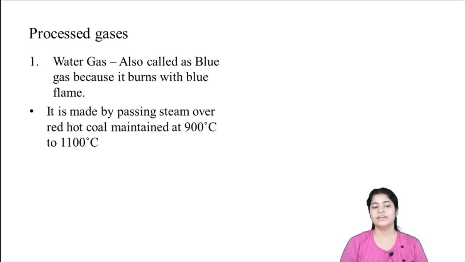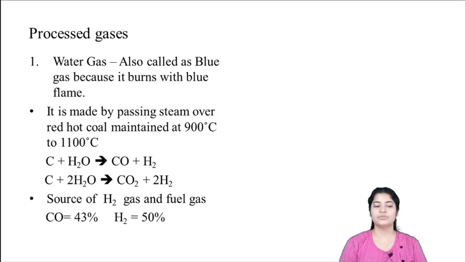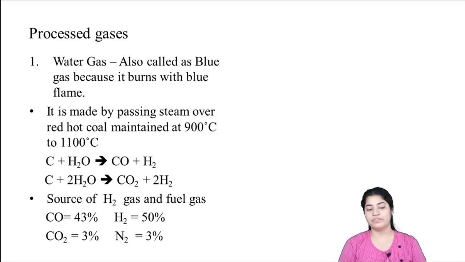Now how is it made? It is made by passing steam over red hot coal maintained at 900 to 1100 degrees Celsius. The reaction is: carbon reacts with H2O to give carbon monoxide, and when it reacts again it gives carbon dioxide. So partial oxidation and complete oxidation are taking place. Carbon monoxide is formed in major quantity, about 43%, and of course H2 is formed.